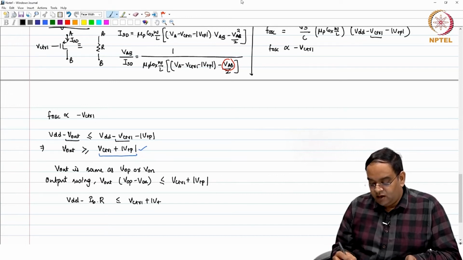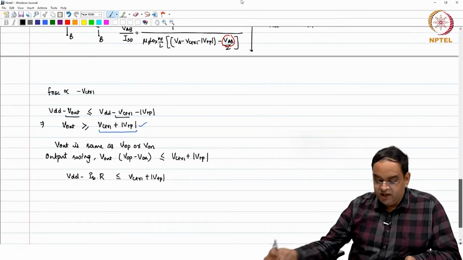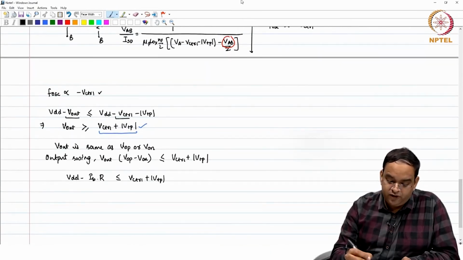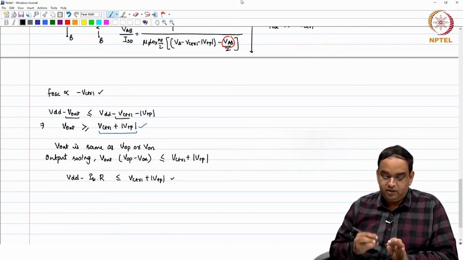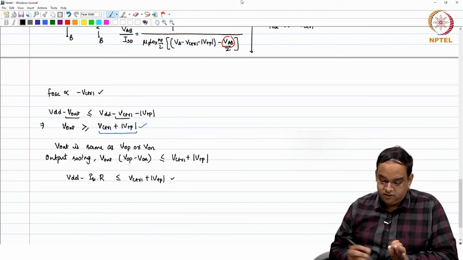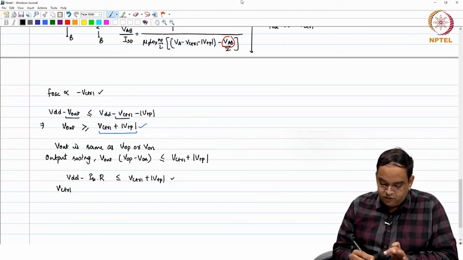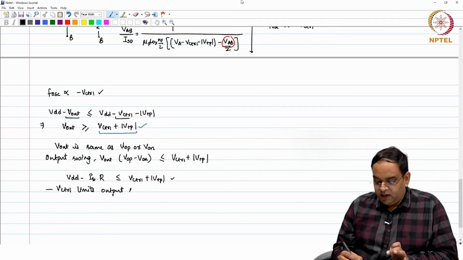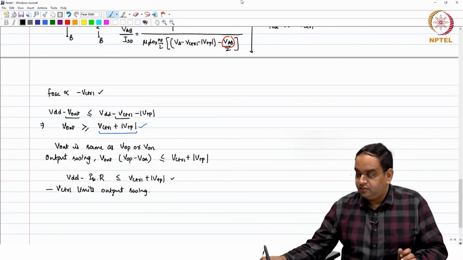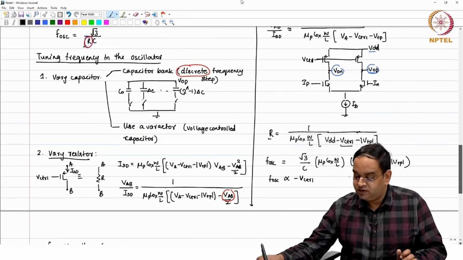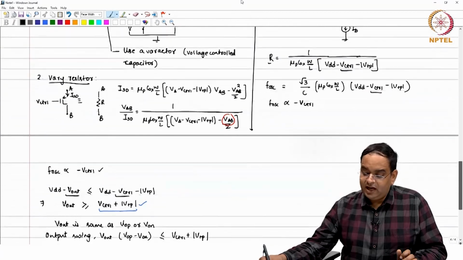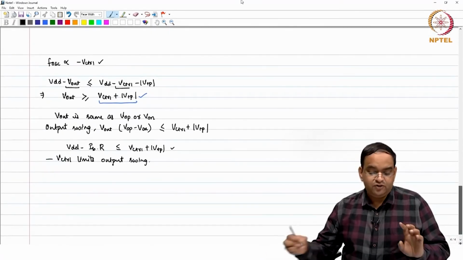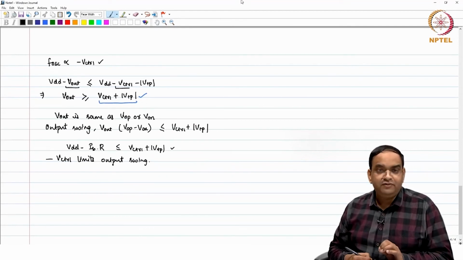Okay. So, V control controls the output frequency, V control limits the output swing. If I just need to write it, V control also limits output swing. Now, come back to the problem that our output swing, which was IB times R earlier, and R becomes a function of frequency. So, our swing is actually a function of frequency.